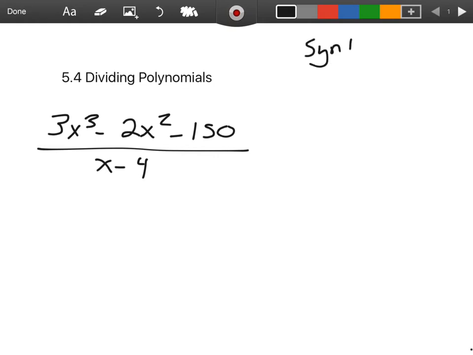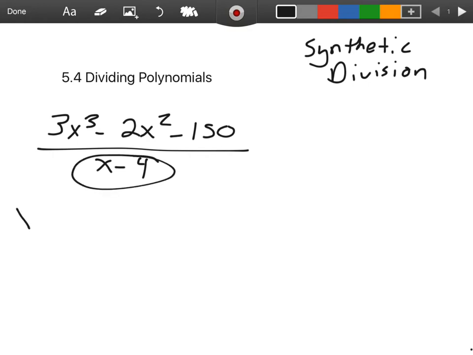Let me write that up there. Synthetic division. Now, in and of itself, it doesn't make much sense, but once you learn it, it's something that we use to do division with polynomials. So let me go through the steps real quick. First off, when we're doing synthetic division, we are dividing by a certain x value. So right now, I'm dividing by a binomial. So I need to set that equal to 0 and solve for a certain x value.